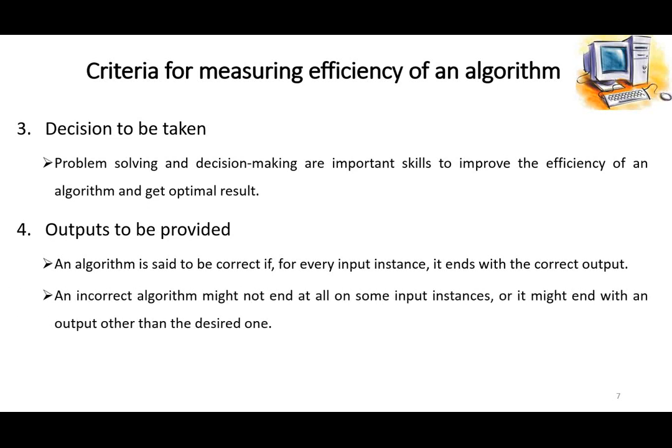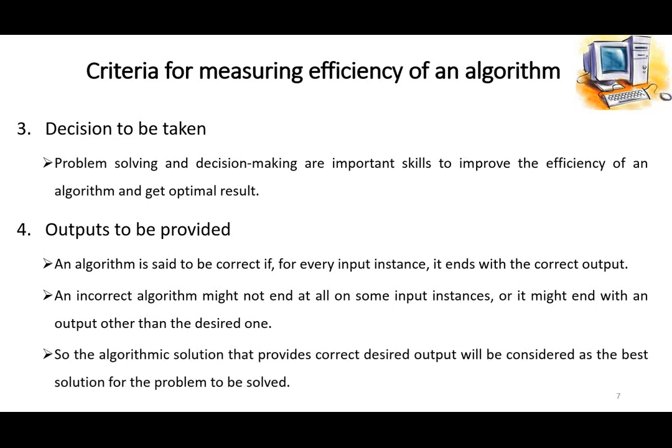An incorrect algorithm might not end at all on some input instances, or it might end with an output other than the desired one. Maybe some algorithms will provide incorrect results for different inputs. So the algorithmic solution that provides correct desired output will be considered as the best solution for the problem to be solved. So if an algorithm satisfies all these different criteria, it means that the algorithm is the most efficient one and the best algorithm for solving any particular problem.